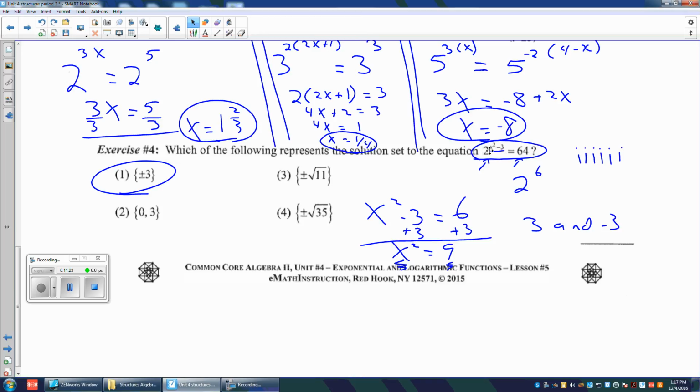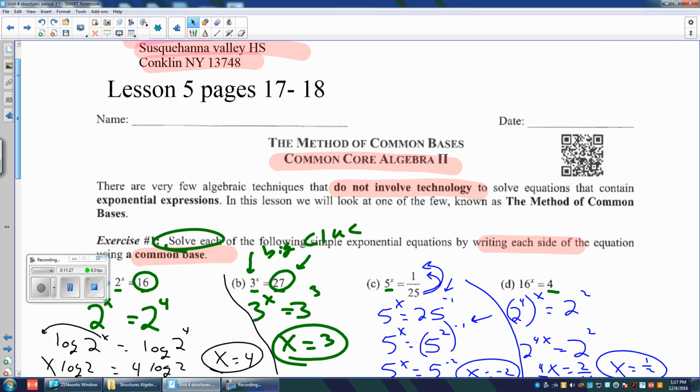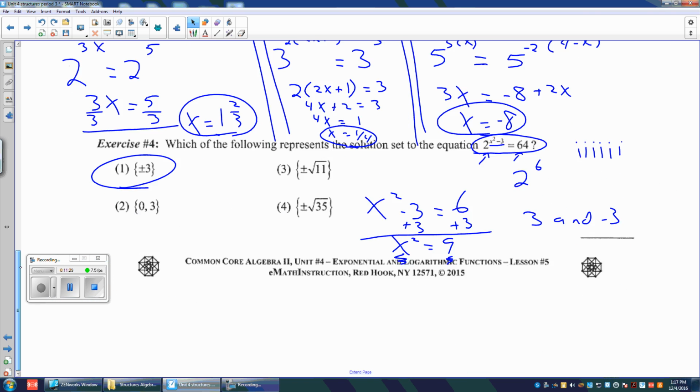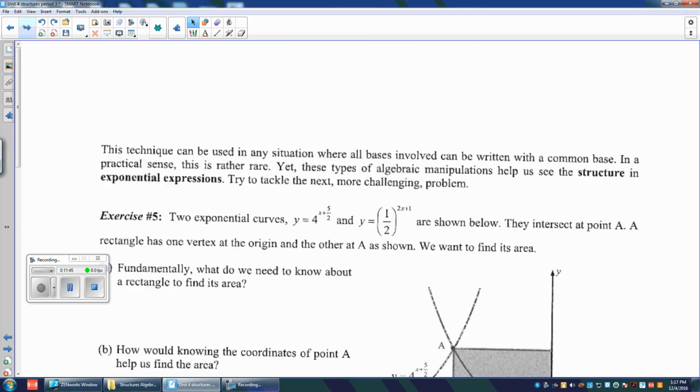Great. Let's see what's on the next page. Where did I plug them in? You're probably, I was pointing and I wasn't using the smiley. Because we all know when I'm recording, you can all see what I'm pointing at. No. So I plugged in the 3 and the negative 3 into the exponent, x squared minus 3, to make sure it equaled 6. There we go. Next page. This technique that we just used can be used in any situation where the bases of all can be written as a common base.